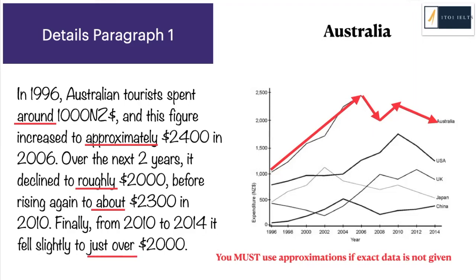In most line graphs that you have, you're not going to know the exact data, so make sure you use these approximations. Even if the rest of your essay is perfect, but you forget to use approximations, you will not get over a band 6 for your task response. So you can see how important using approximations are.